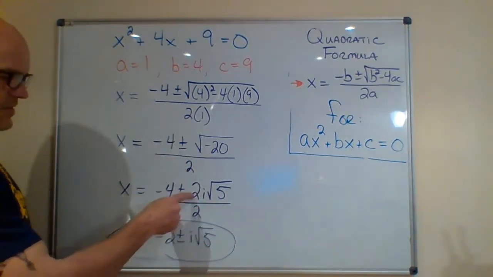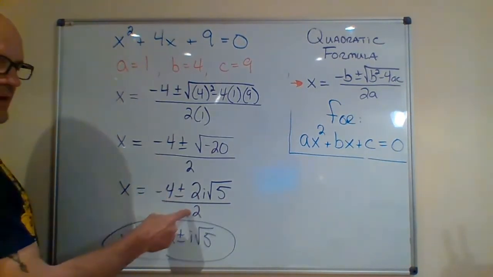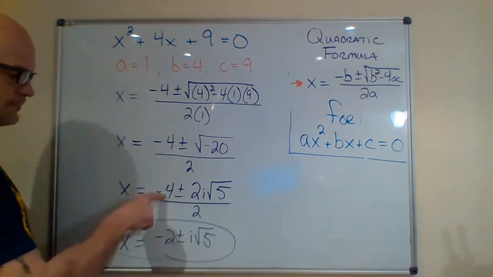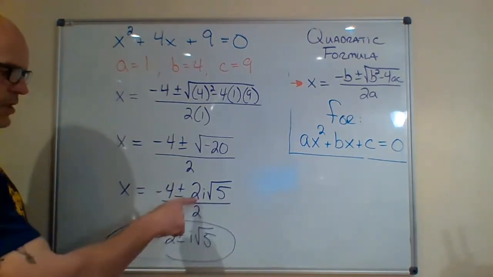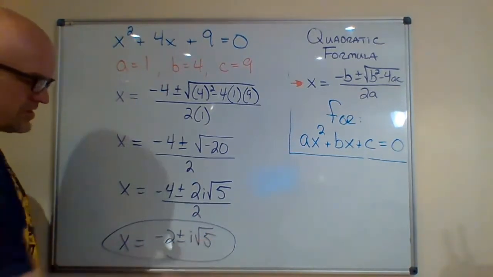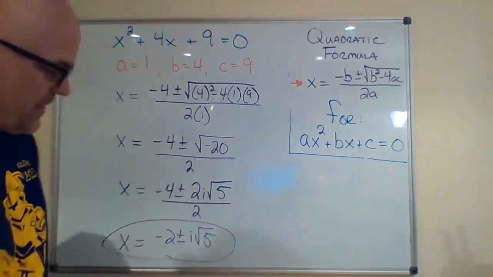Since these three things, the number outside of the root, the opposite of b, and the value in the denominator, are all divisible by 2, I will reduce them. This becomes negative 2. 2i divided by 2 is just 1i, or i, root 5. And of course, I didn't put it over 1 because we don't need to do that. Hope you're okay with that.